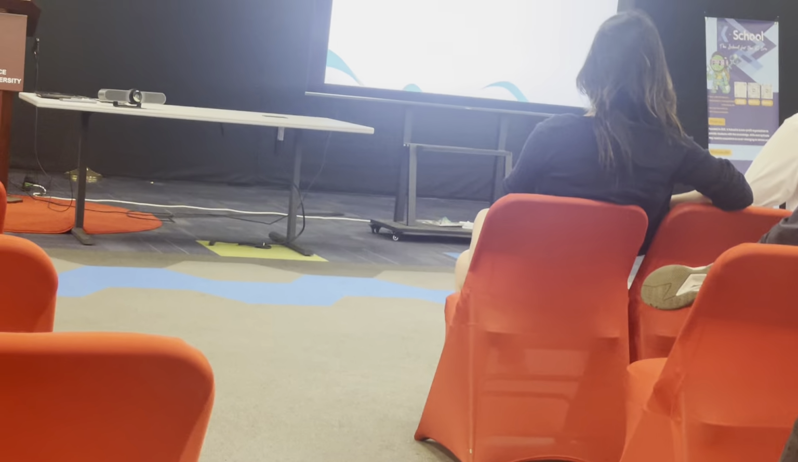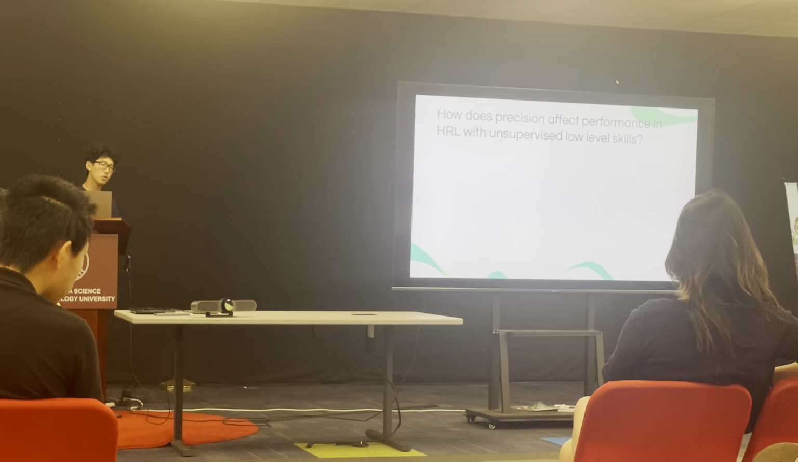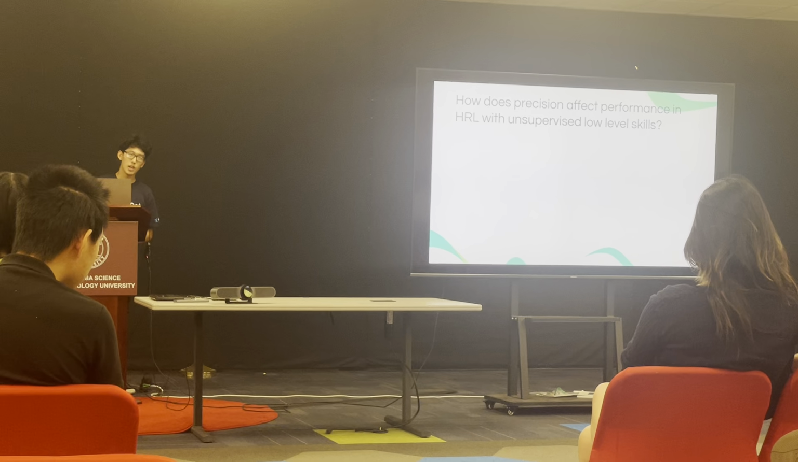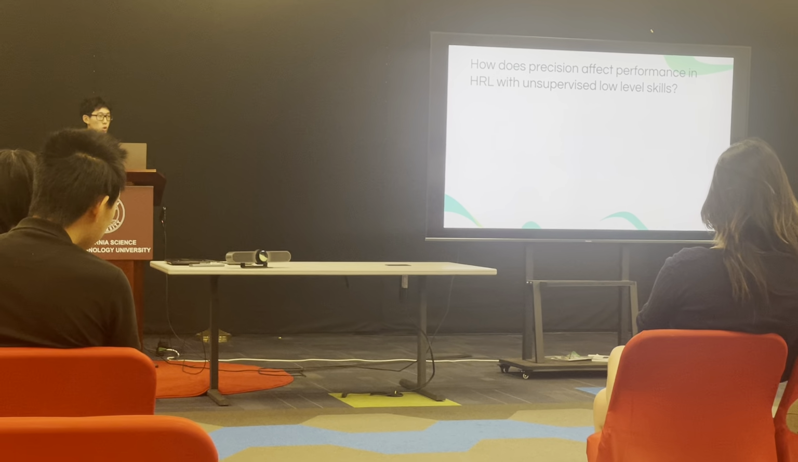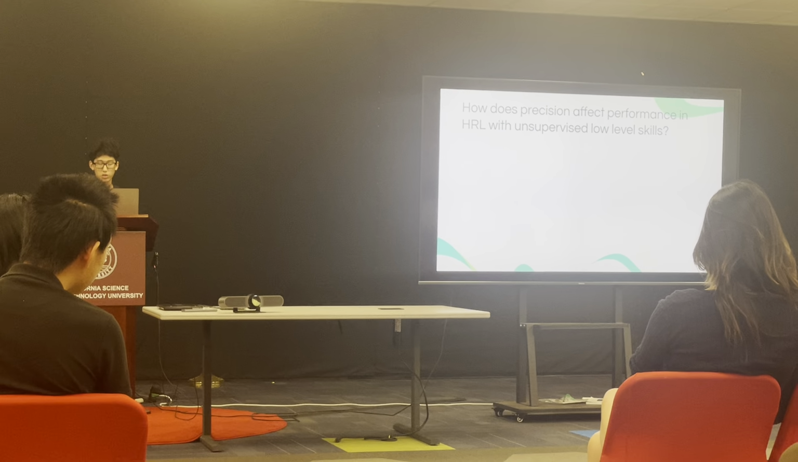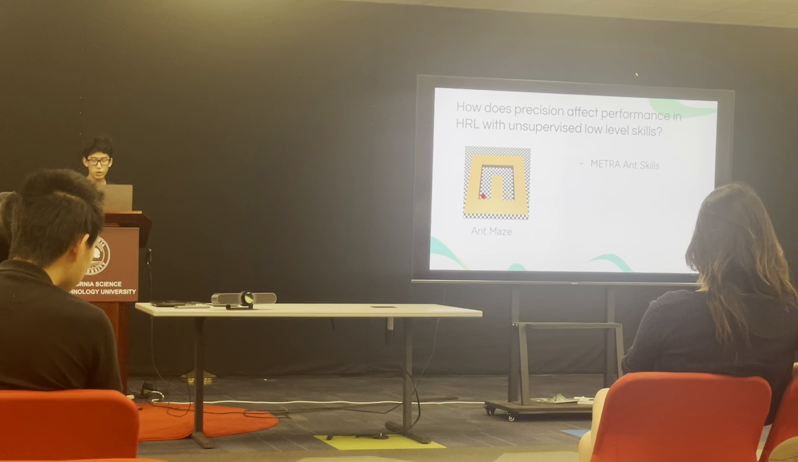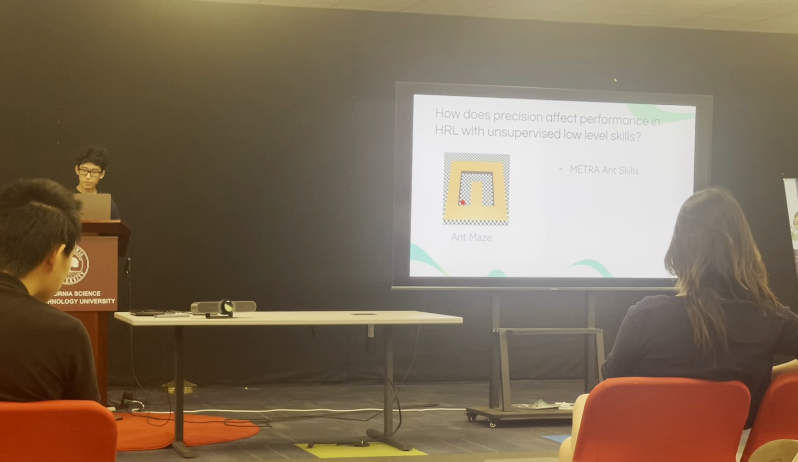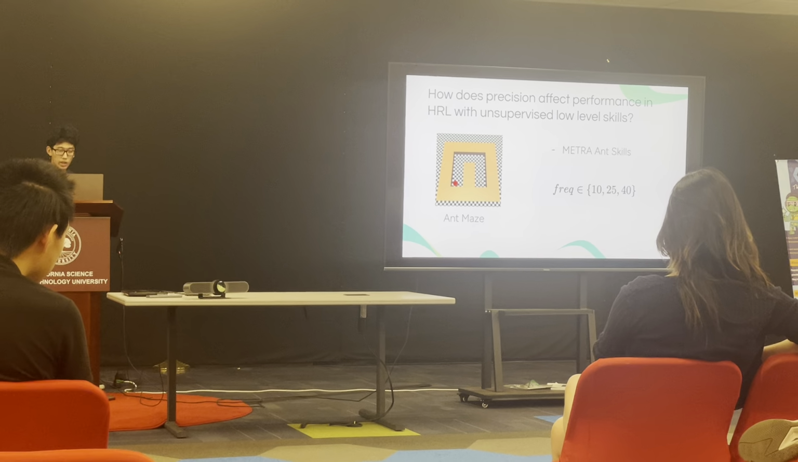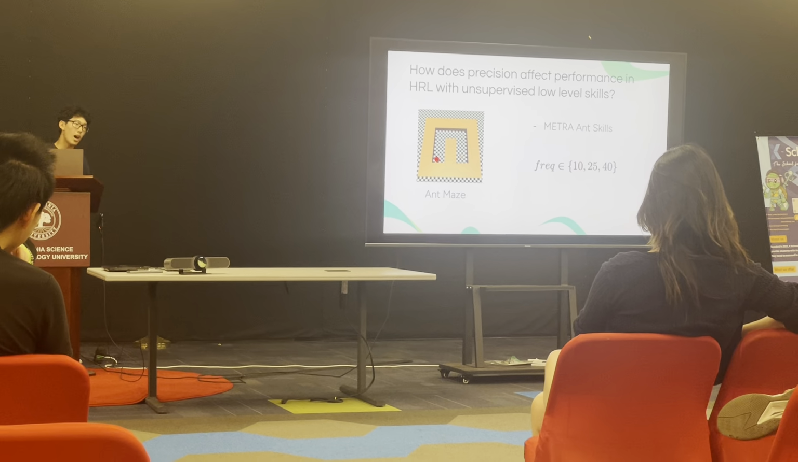In this next experiment, we will quantify how precision affects performance under this hierarchical reinforcement learning setting. Before, we only had action frequencies. Now we have actual skills we trained from unsupervised skill learning. We test this on the point maze environment, and we use METRA and the skills we learned. We do a frequency sweep over 10, 25, and 40. And in the official paper, 25 is their ideal frequency.